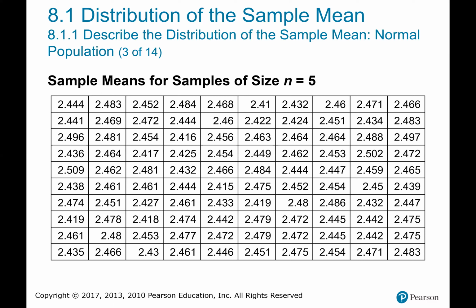You see that these are the sample means for the sample of size n equal 5. So this is 1, 2, 3, 4, 5, 6, 7, 8, 9, 10, and then 10 times 10. So this is for the 100 simple random samples.